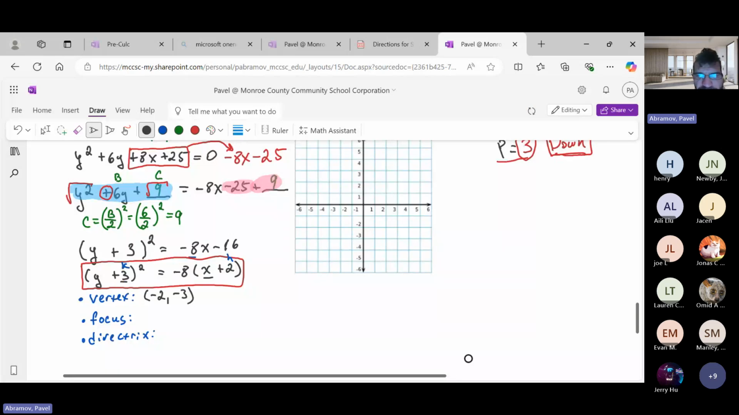So we have negative 2, negative 3, and just like with the first example that we've been working on, we're going to plot this point on the graph. Negative 2, negative 3, that is our vertex.